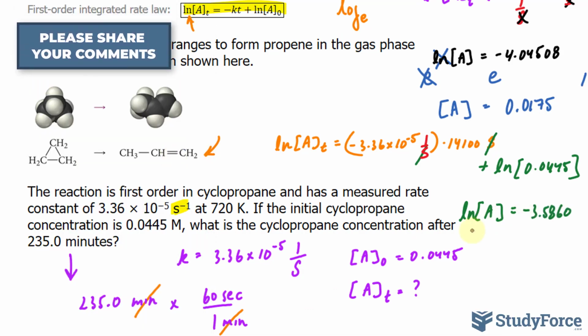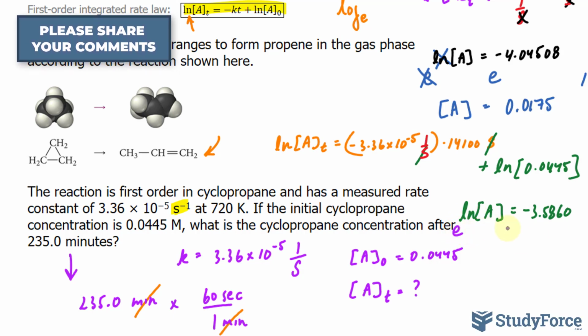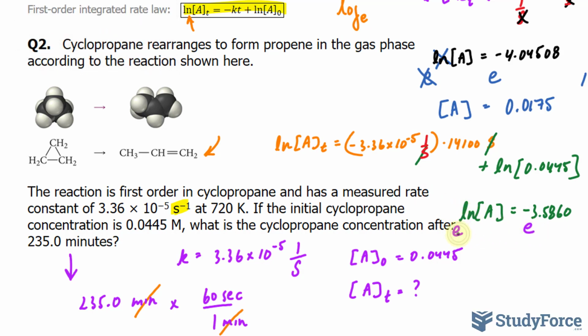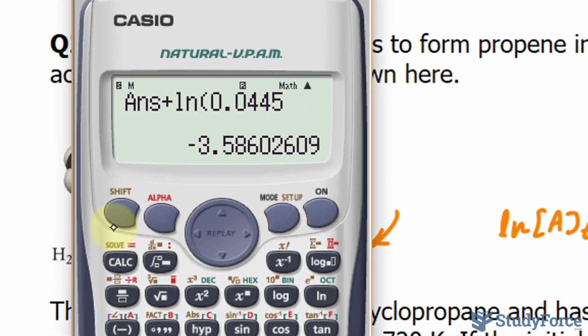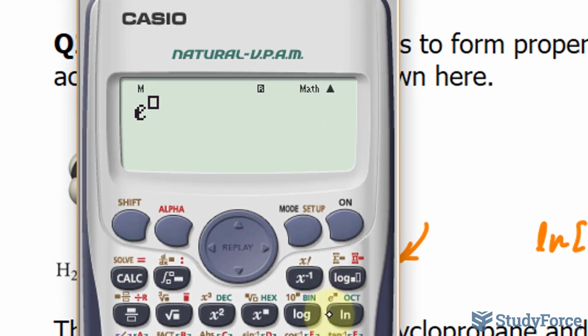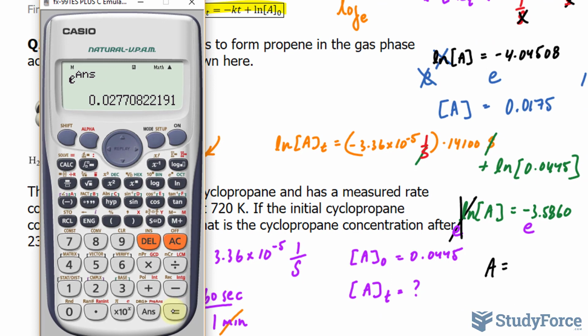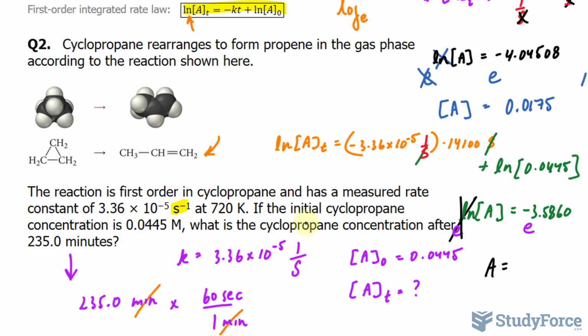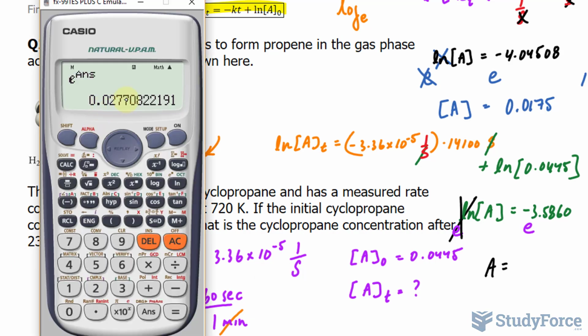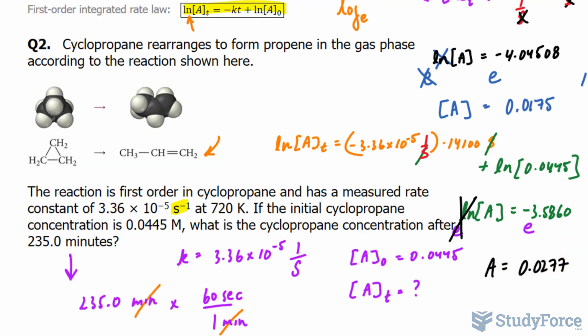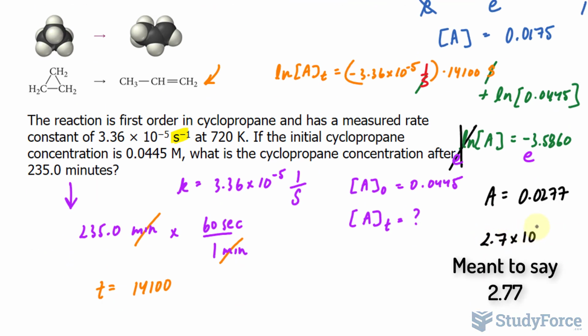To isolate for A, we'll need to raise both of these numbers to the base e, because what this e will do is cancel out the ln. A is equal to the expression on the right side. So shift, you can press this button if you like, answer. This gives us a final concentration of 0.0277, and we need this to 3 significant figures, because most of our numbers were 3 significant figures. So 0.0277, and in scientific notation, that's 2.77 times 10 to the power of negative 2 molars.